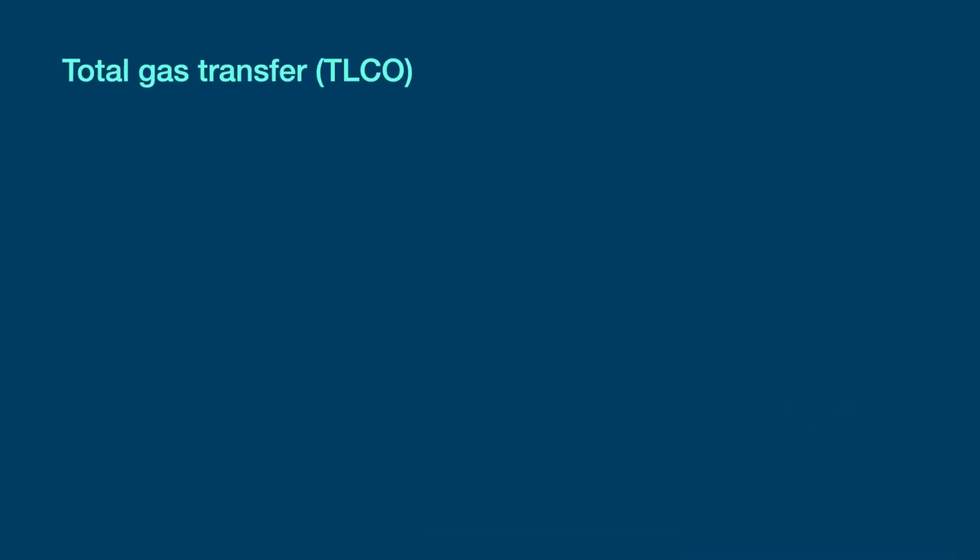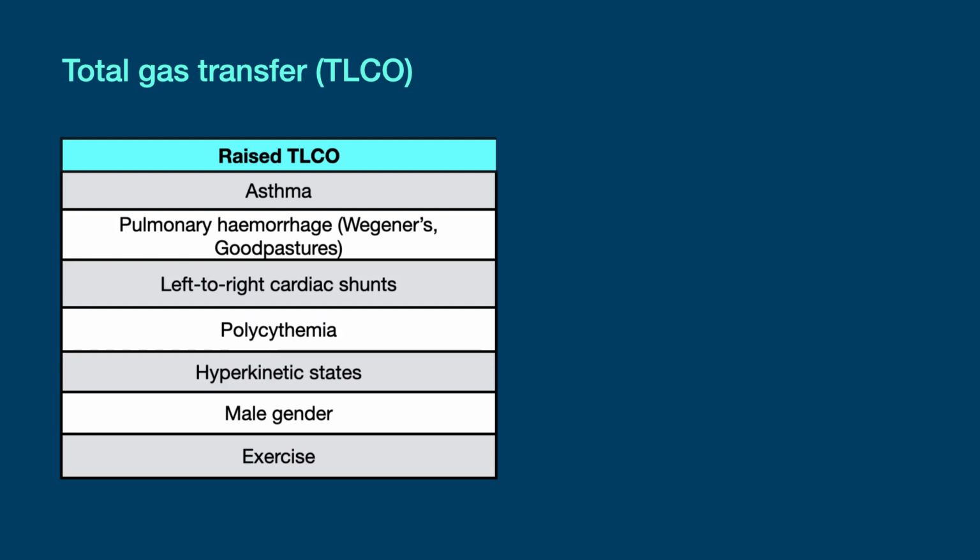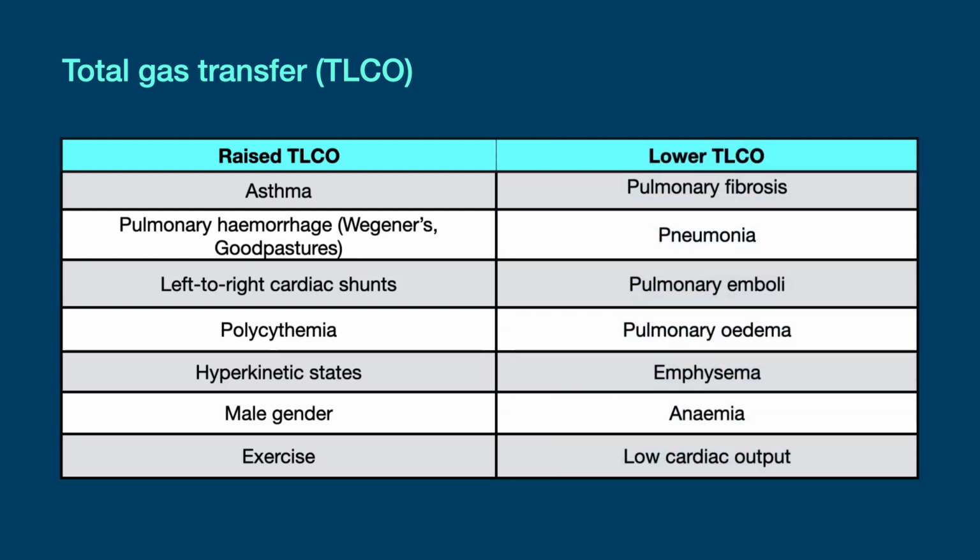Total gas transfer. A gas transfer test measures how your lungs take up oxygen from the air you breathe. The result of the test is called the transfer factor, or sometimes the diffusing capacity. TLCO refers to the transfer capacity of the lung for the uptake of carbon monoxide. This table outlines the causes of raised and reduced TLCO.